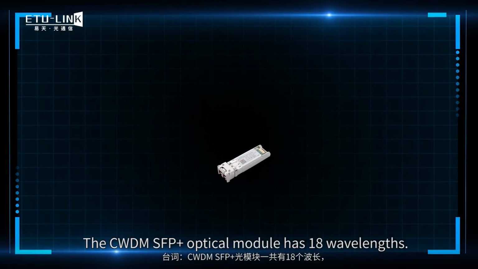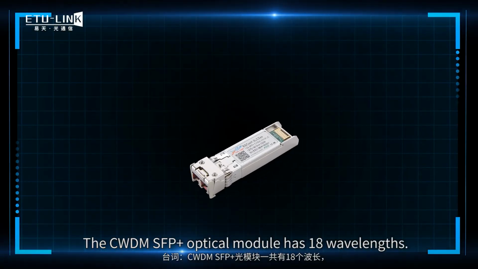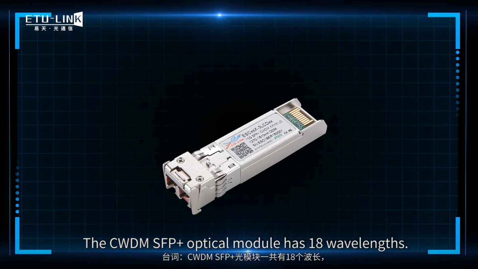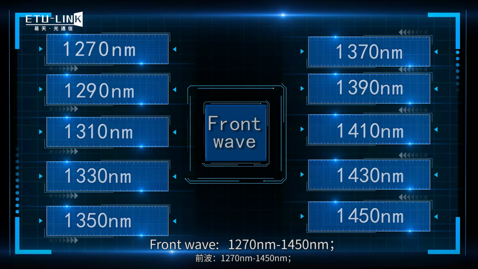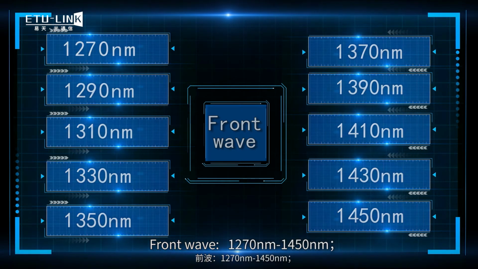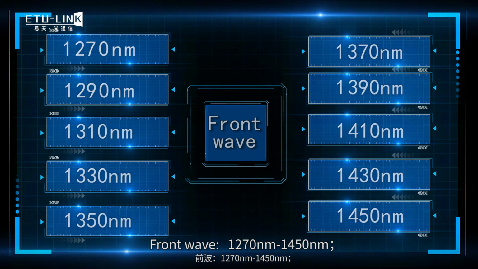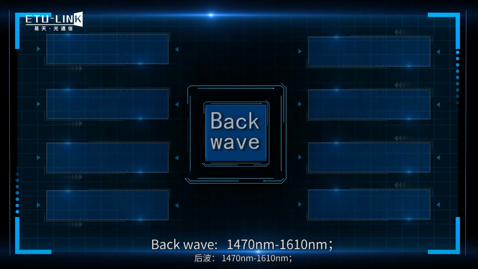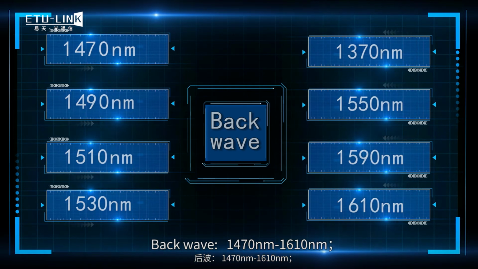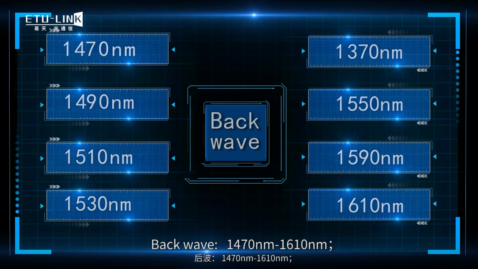The CWDM SFP Plus optical module has 18 wavelengths: front wave 1270 nanometers to 1450 nanometers, back wave 1470 nanometers to 1610 nanometers.